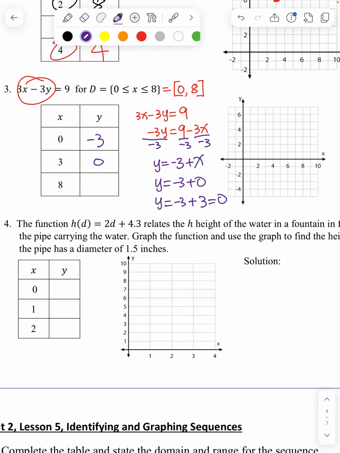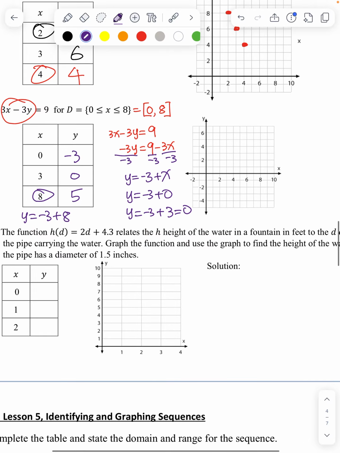Last one, 8. So y equal to negative 3 plus 8. So this is also equal to, I'm going to put the positive number first, right? So 8 minus 3, that's 5. That's 5. Okay, let's graph this.